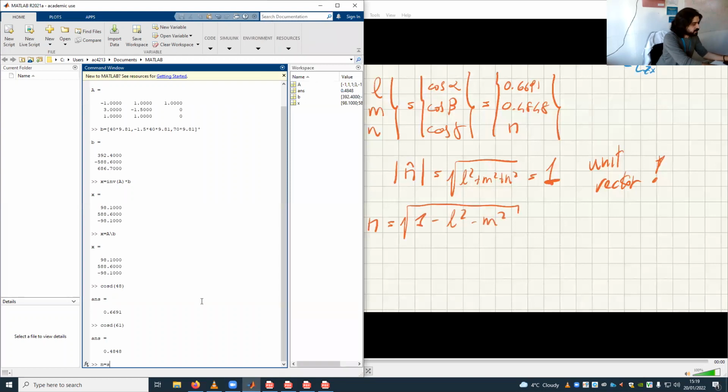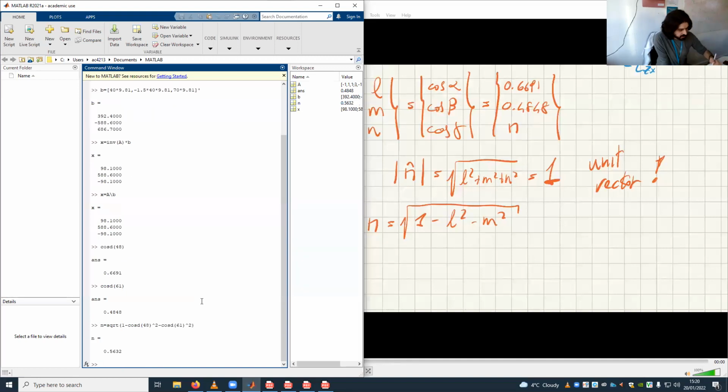So let's find N equals square root of 1 minus cos 48 squared minus cos 61 squared. There you go. N is 0.5632. Okay, now we have L, M, N. We have a complete description of the normal vector N.